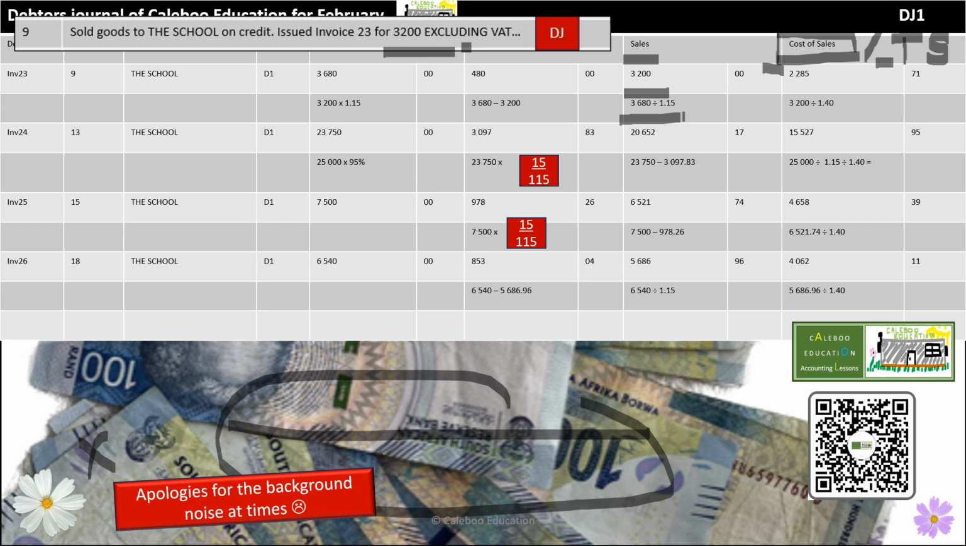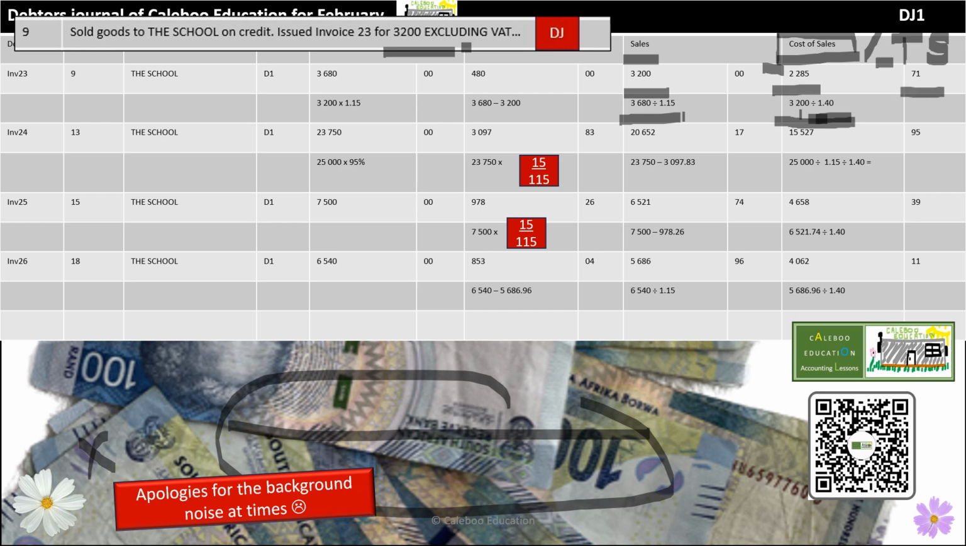Calibre Education uses a markup on cost price of 40%. So in order to calculate cost of sales, we take the sales amount, 3,200, excluding VAT, and divide by 1 plus 40%, which is 1.4. So 3,200 divided by 1.40 is equal to 2,285 and 71 cents.